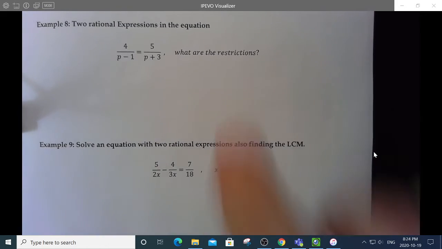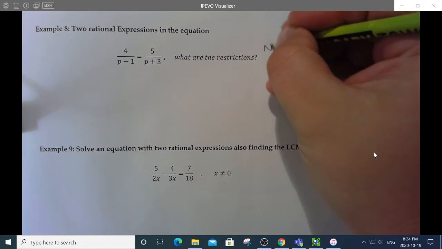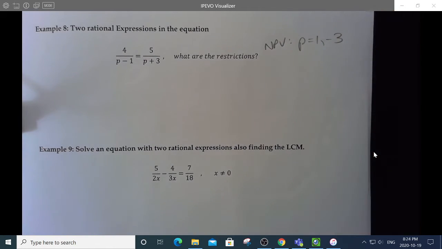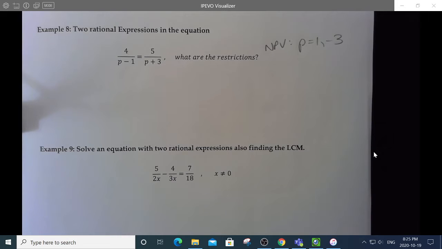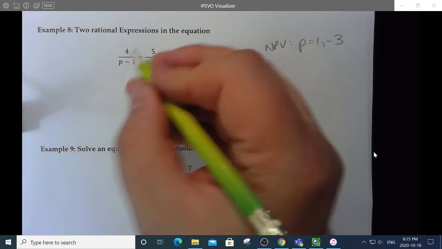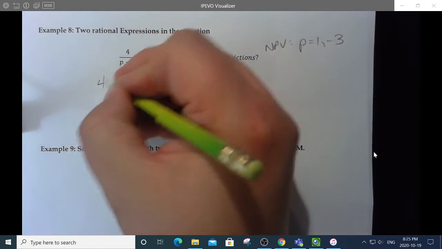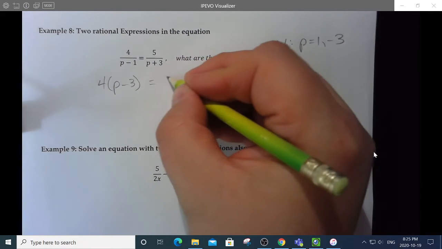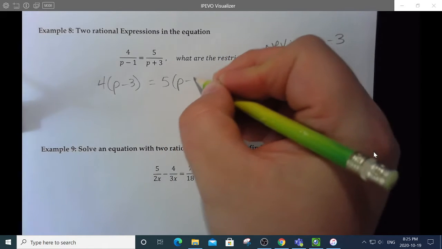And let's see. So what are the restrictions? This time they're not telling us. So the non-permissible values are p is equal to 1 and negative 3. Those are the two numbers you can't have. But I am going to have to multiply both sides of the equation by both denominators. On this side, the p minus 1 will cancel, so it'll just be 4 times p minus 3. And on this side, the p plus 3 will cancel, so it's just 5 times p minus 1.